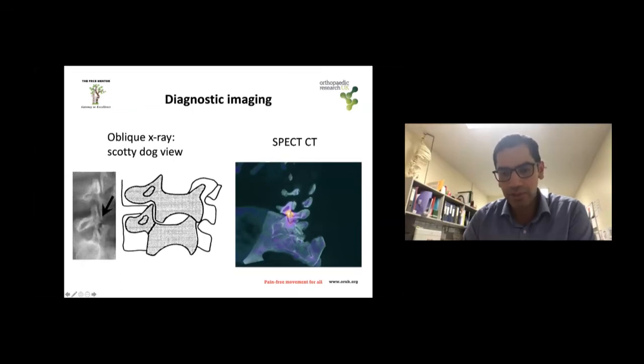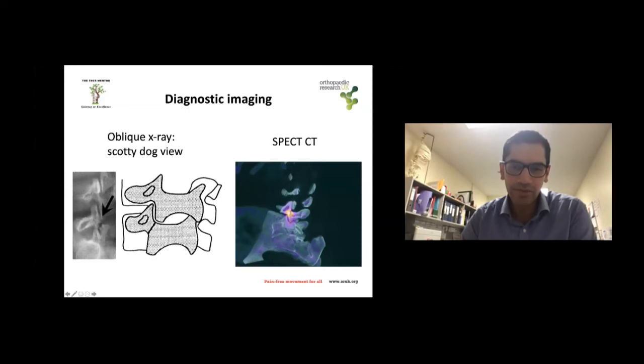MRIs can also be used, but they're not as accurate as a CT in terms of diagnosing a pars defect. And a SPECT CT is quite useful in managing a pars defect, as it can see increased uptake, which suggests that this is an active defect which has a potential to heal, whereas one with little uptake suggests that it is a cold lesion which may not heal. And all of this will help you with planning your management of a patient with a pars defect.